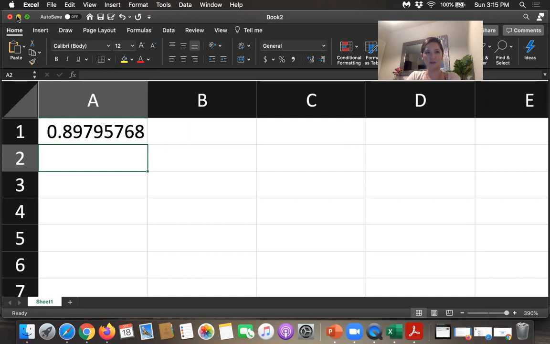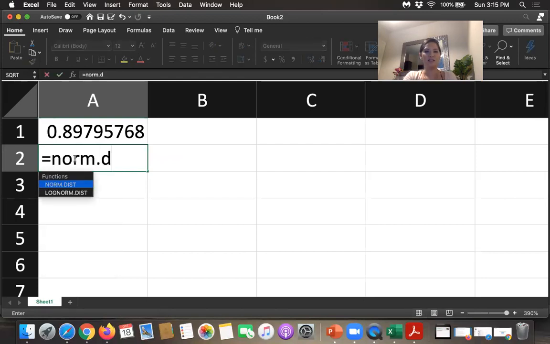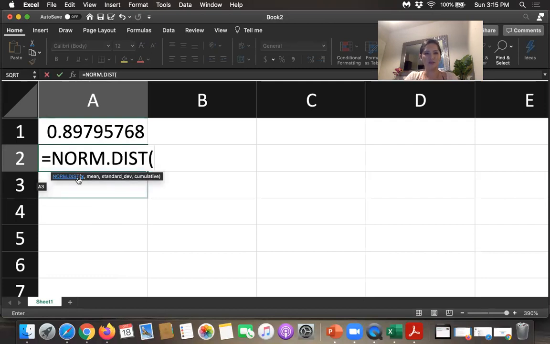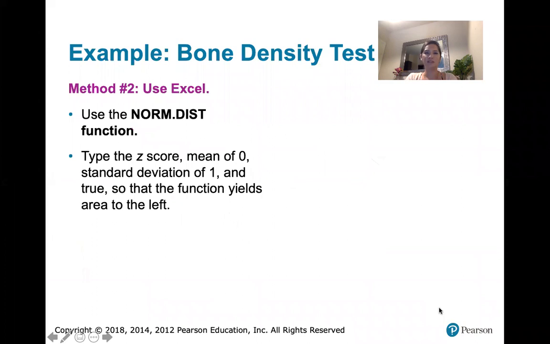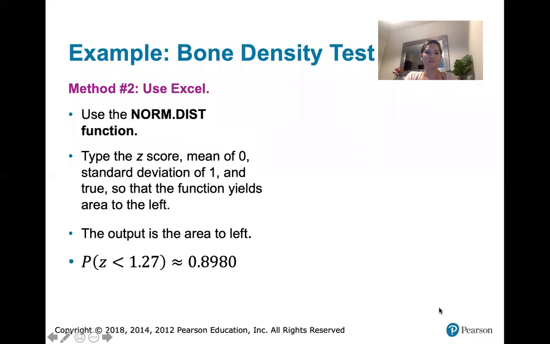If you have Excel on your computer and you don't have your table with you, you can always just use, again, equals norm.dist. Highlight that, and it actually tells you in Excel what those variables are. The X value, the mean, the standard deviation of the particular distribution you're talking about. And cumulative, you always want to say true, because that's going to give you the area to the left. Okay, so we type in the Z-score, the 1.27. We type in the mean of 0, the standard deviation of 1, and true. And then we round to 4 decimal places because that's what we had in our table. And we see that we get exactly the same answer.